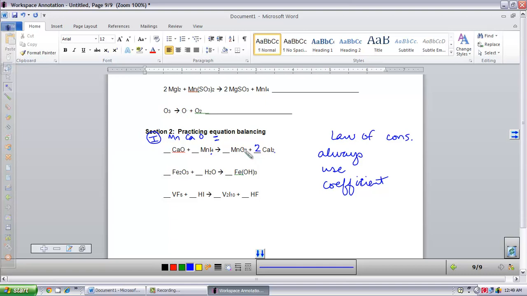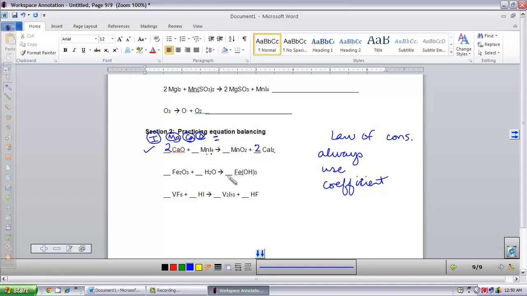I have 2 oxygens here. So I'm going to go ahead and put 2 in front of here. So I have 2 oxygens and 2 oxygens. So my oxygens are fine. I have 2 calciums here, and I happen to have 2 calciums here, so my calciums are fine. 1 manganese, and my manganese is fine. So I'm good. That's all I need. I don't put ones in front of compounds because it's sort of like in math. You don't put ones in front of x's or y's. You just say x. Let's go down to this one.